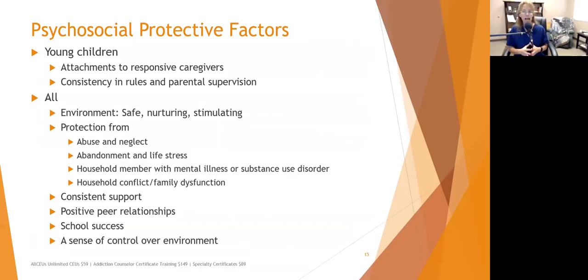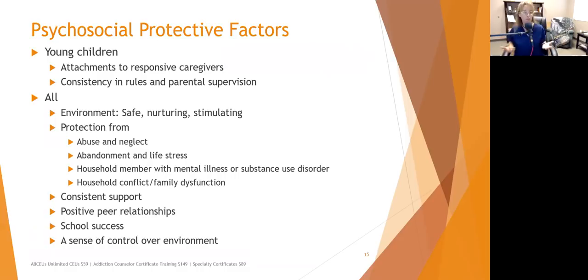Young children need attachments to responsive caregivers, so it's really important that they have a caregiver or several caregivers that are responsive and comforting. That goes a long way to the development of trust and self-esteem and self-efficacy. You can learn more about that in our videos on child development. And they need to have consistency in rules and parental supervision. So they need to understand the environment and feel like they've got some control in what's going on.